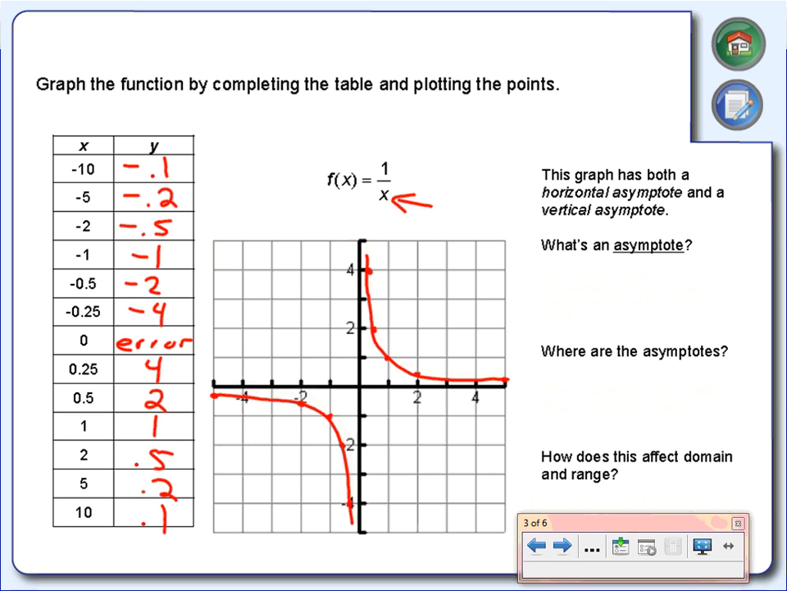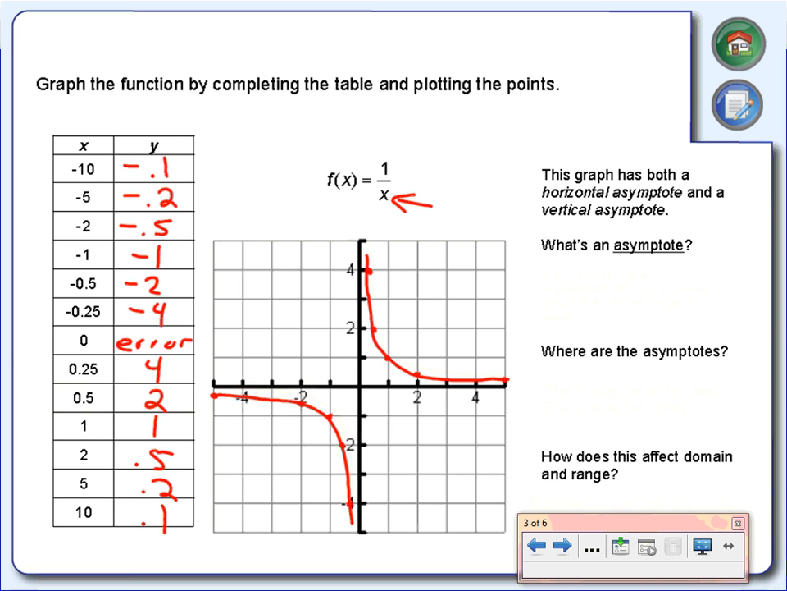Now notice, guys, when I drew this, I got real close to the x-axis, but I didn't actually touch it. Notice I also got real close to the y-axis and didn't touch it. So make sure when you're drawing yours, you do the same thing, because that is important. Matter of fact, we're going to be talking about that here in a second. So this is what our graph looks like.